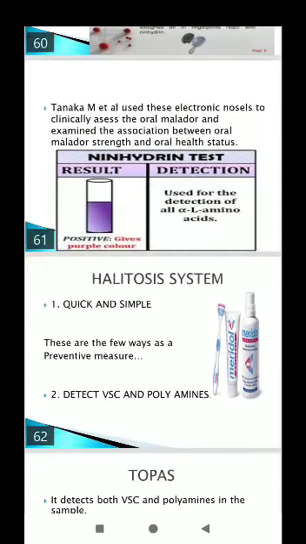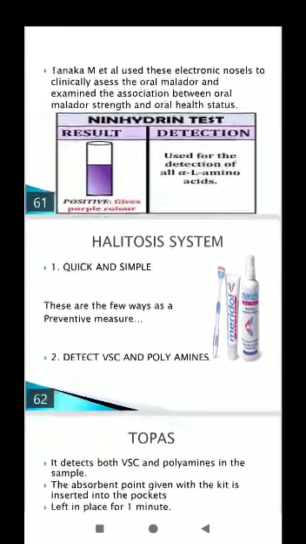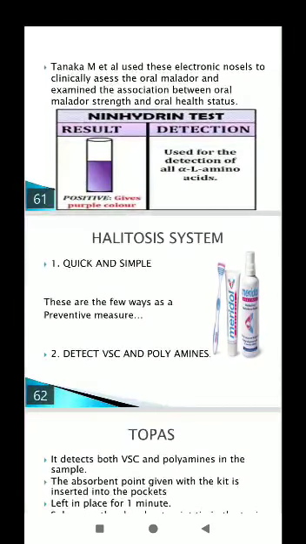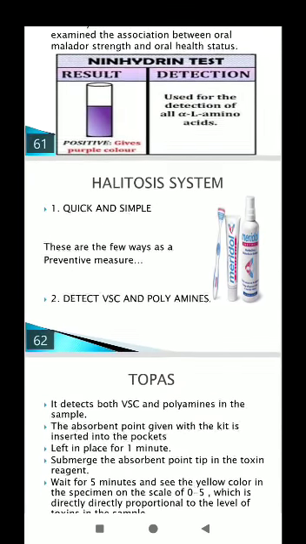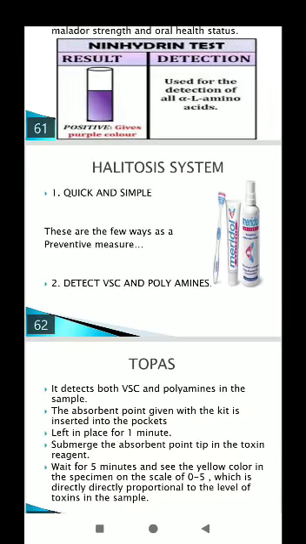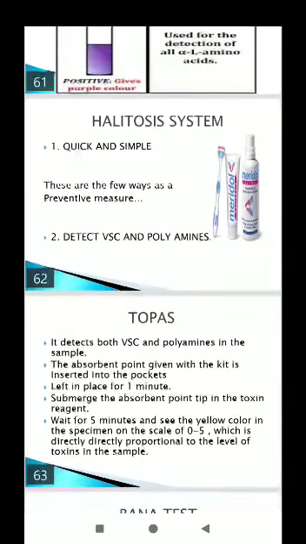Now, how do we control halitosis? As is given, proper oral hygiene, a proper brushing technique, and mouthwashes are used. These are a few preventive measures, and we can detect it through the volatile sulfur compounds and polyamines, as amines are more relatable in the halitosis group of patients.